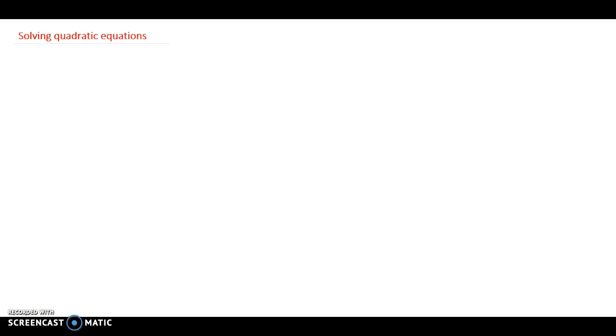This lesson will be on solving quadratic equations. Let's jump straight into an example. Solve x squared minus 15 equals 0. Now, when we're solving quadratic equations, the first thing we want to do is write it in general form or standard form, and that just means writing the equation equal to 0. So we've got that here.